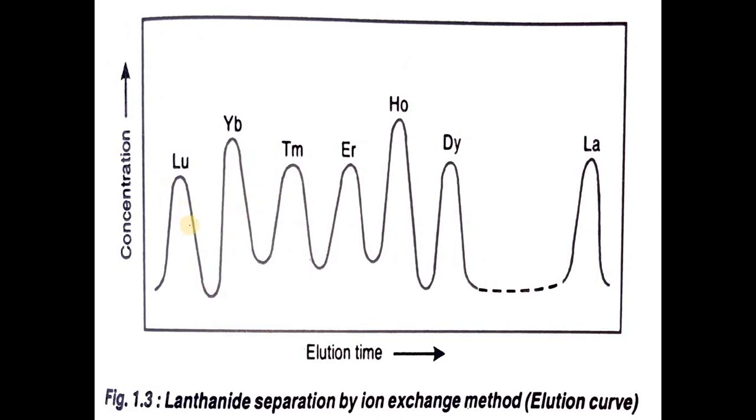And here the graph shows lanthanide separation by the ion exchange method. So this is an elution curve, that is concentration versus elution time. So first we are getting lutetium and lastly we are getting lanthanum.